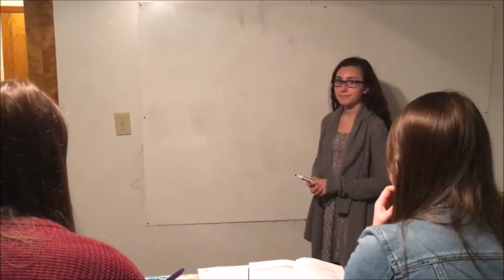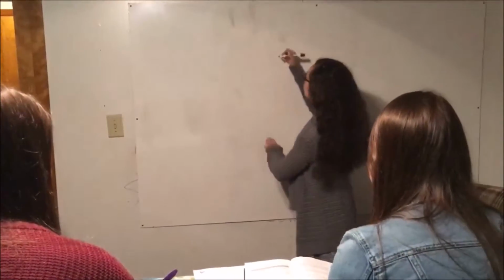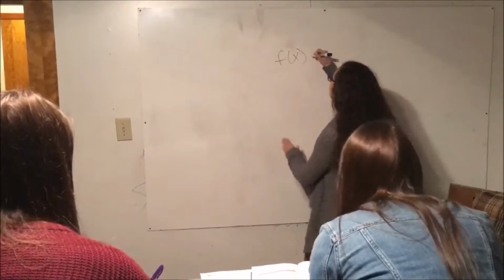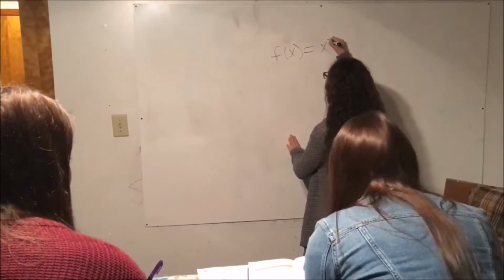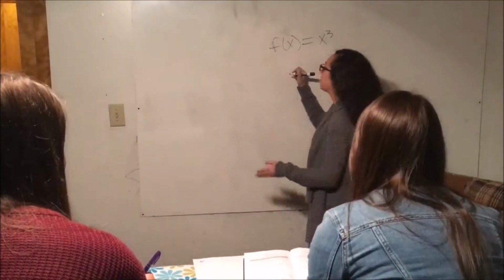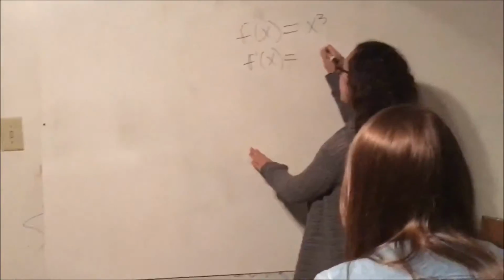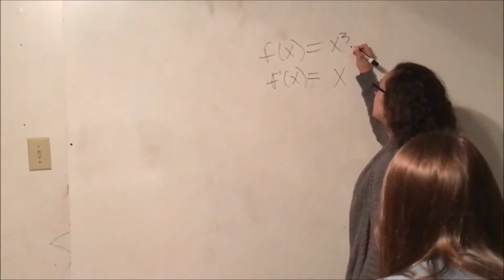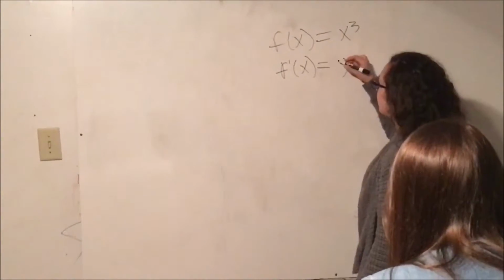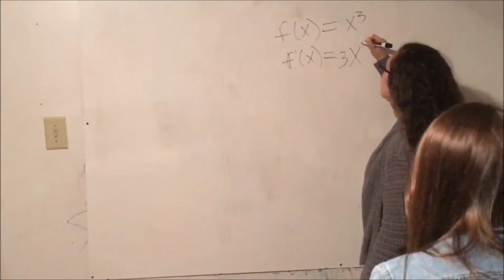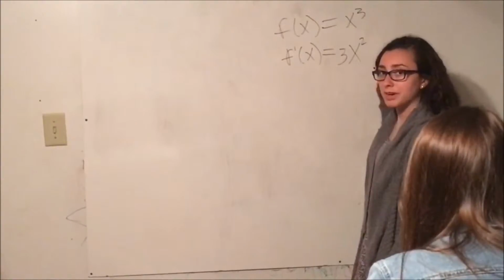Okay, so now that I know what a derivative is, can you explain the power rule? So let's say you have a function, f of x. Let's say your function is x cubed. Now to get the derivative, which would be f prime of x, you take your exponent and multiply it by your variable and put that out front. So you'd have 3x. And then you subtract 1 from your exponent. So you'd end up with 3x squared.